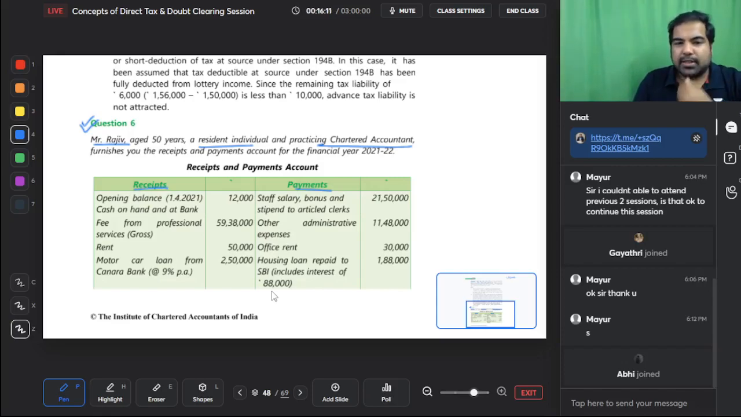Alright, let's do this, guys. First, staff salary, bonus and stipend to article clerk. This looks perfectly okay. Other admin expenses till now look okay. Office rent looks okay. Housing loan repaid to SBI including interest, guys, this has been minused.